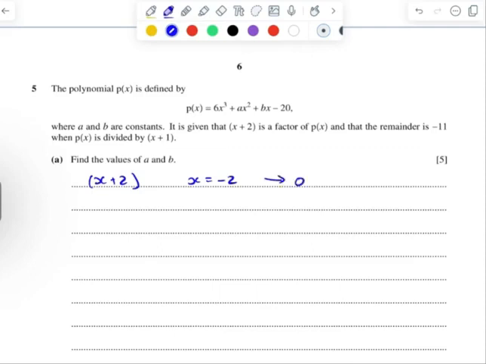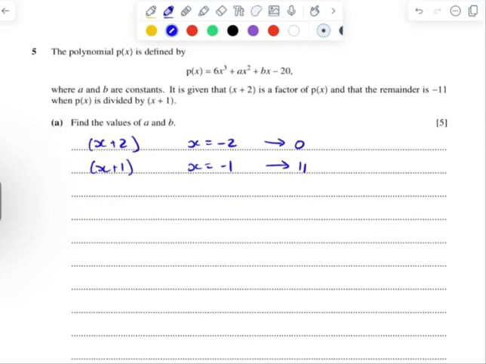And that the remainder is 11 when it's divided by x plus 1. So if I plug in minus 1, I'm going to get a remainder of 11. Okay, find the values of a and b. All right, so we're not doing polynomial division at the moment. We're just going to plug in our roots.